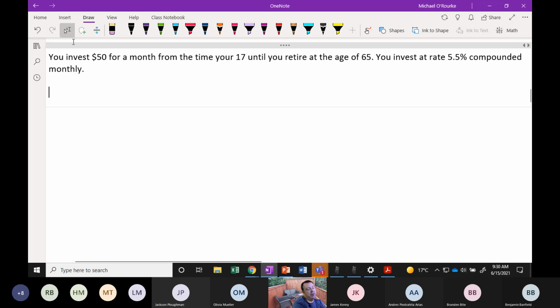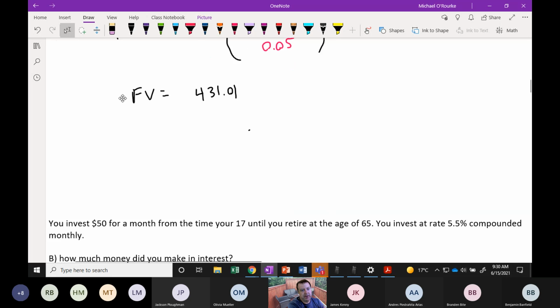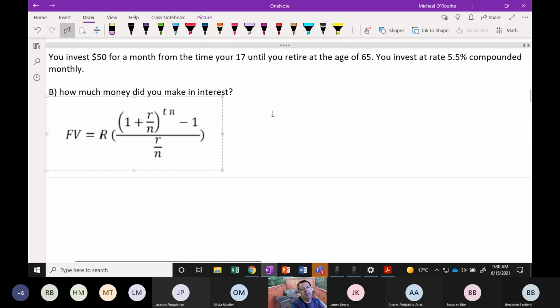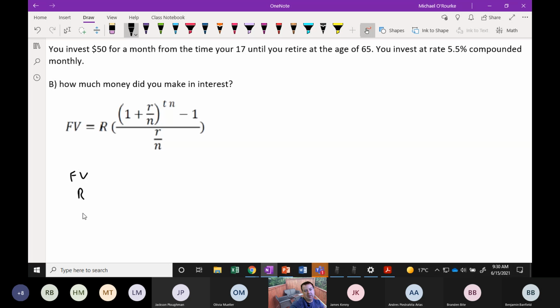Then I'm going to put another question on there. B would be, how much money did you make in interest? So let me go grab this formula real quick. All right, so let's write down all our letters and assign values for all these. Okay. So we have F, V, R, N, and T. Is that everything?